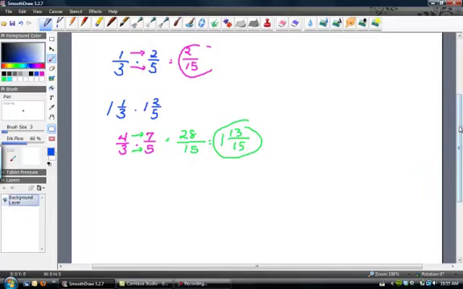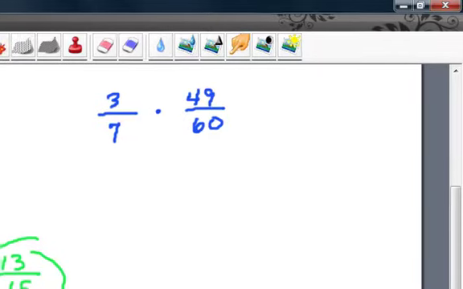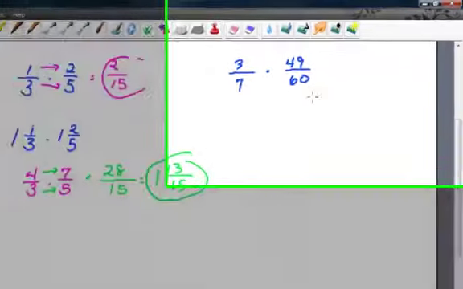For example, if I have two numbers, let's say I have 3/7ths times 49/60ths. Well, 3 times 49 and 7 times 60 might not be the kinds of numbers that I want to multiply, certainly in my head. But what I can do is I can see what numbers on the top have in common with numbers on the bottom. Usually I look across diagonally.